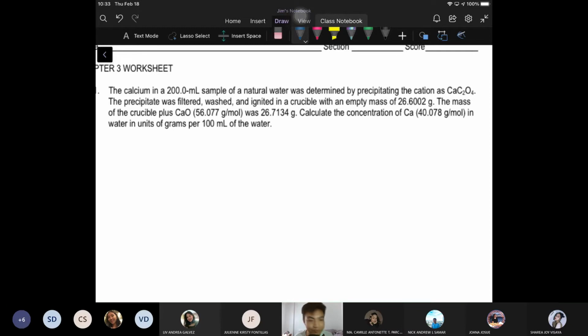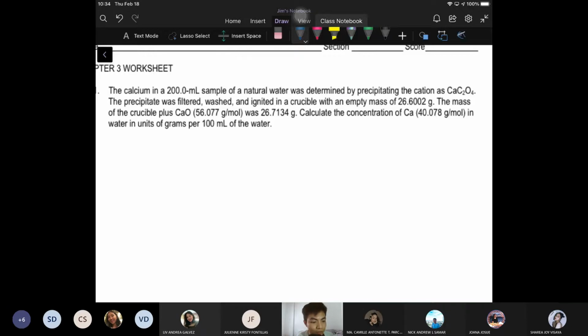So calculate the concentration of calcium in water in units of grams per 100 ml of the water. Okay. So, asan dito yung gravimetry? Nasa first three sentences. No? So, ano yung kwento doon? So, sabi niya, meron daw calcium sa natural water sample. Ang ginawa doon, yung analyst, precipitate niya yung calcium in the form of calcium oxalate. Okay? And then yung calcium oxalate precipitate na yon, we finilter, winash para clean siya. And then that was ignited in a crucible.